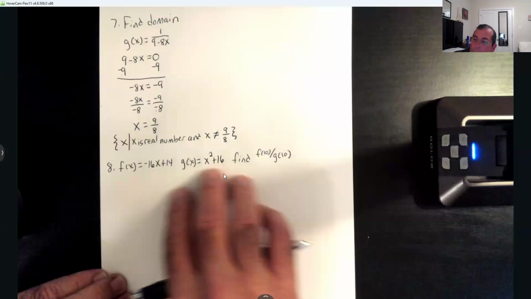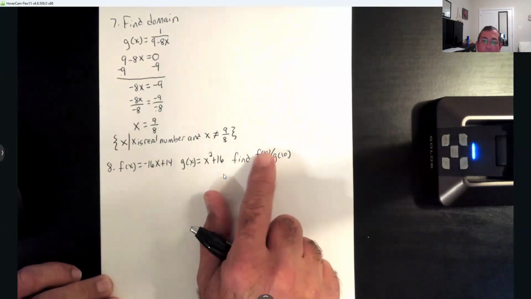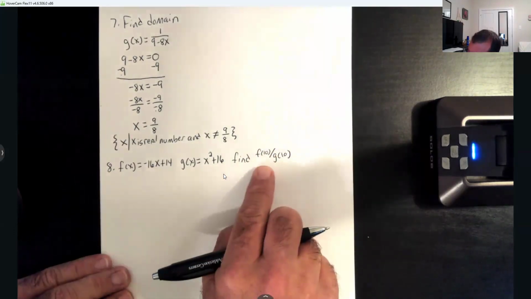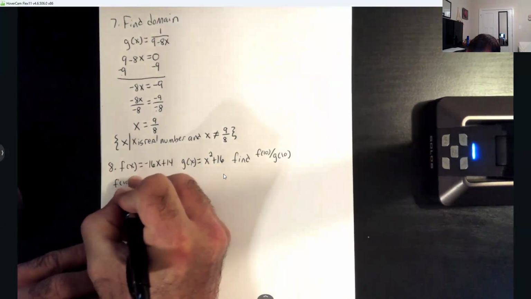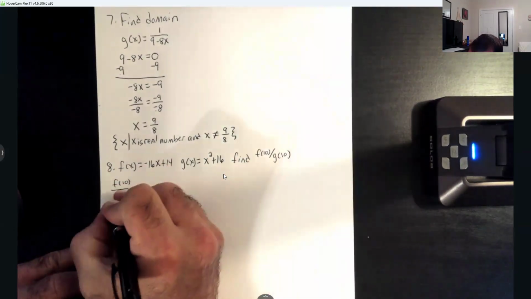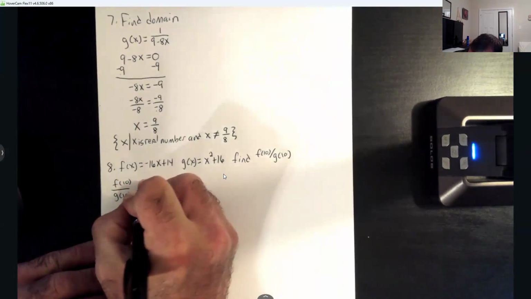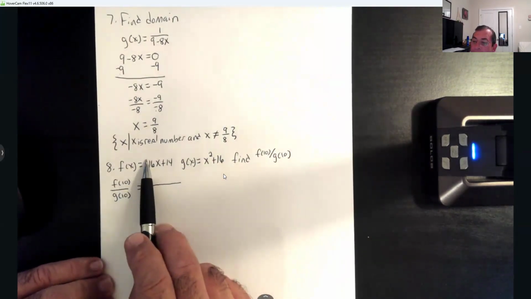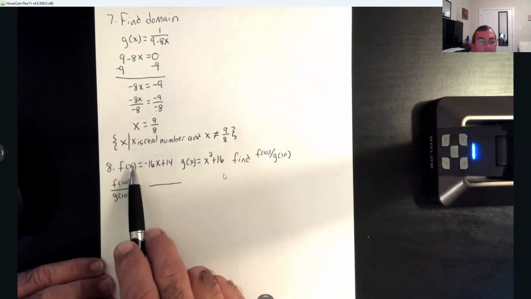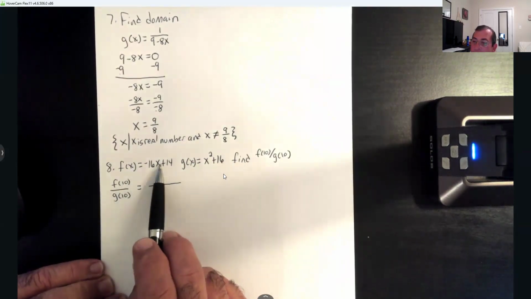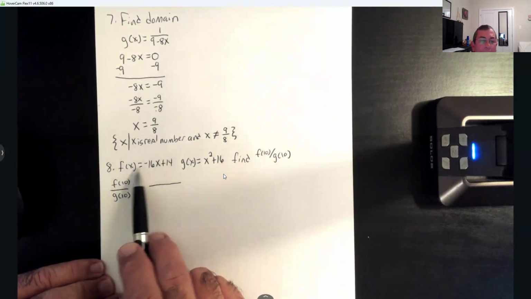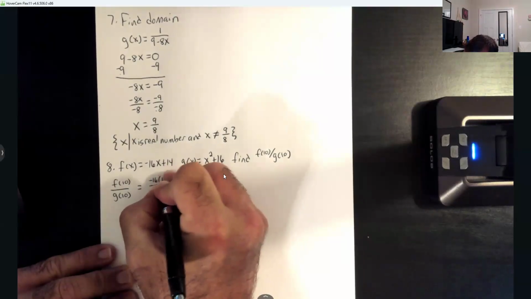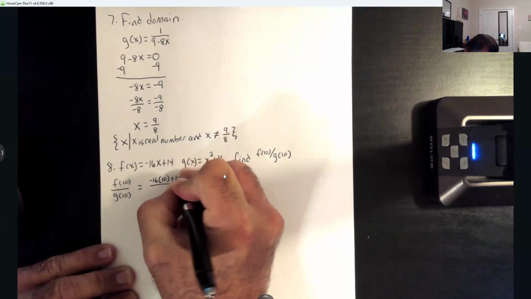So y'all, this was the 2.4 stuff. We're doing function algebra, basically. So this f of 10 is being divided by g of 10. So that's going to be a fraction. So on top, we put f of 10. F of 10 will be the f function, putting a 10 in for that x. Okay, so f of 10, I'm going to put a 10 in for x. So that'll give me negative 16 times 10 plus 14.